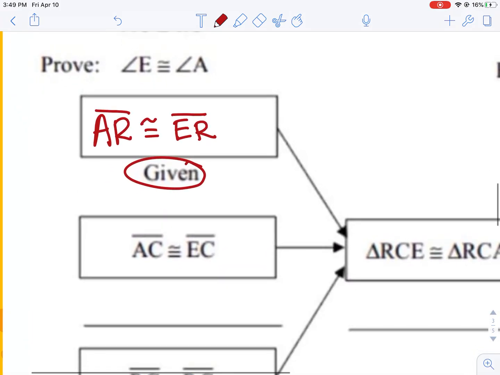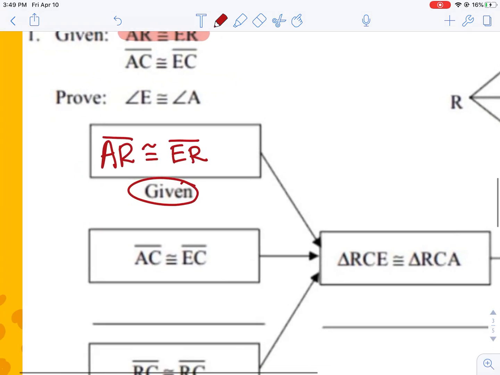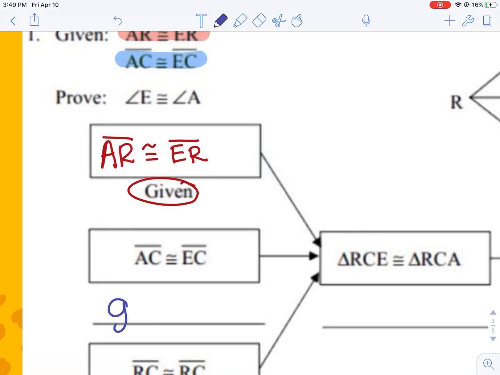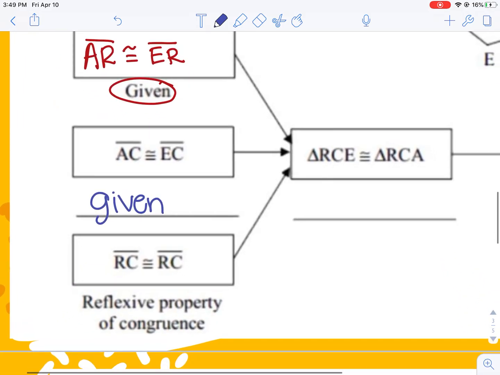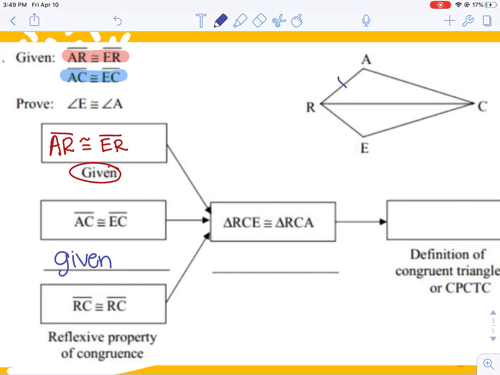Then in my next box, they filled in AC is congruent to EC. I just need to know why. And if I look up here, that was my second given statement. So I'll use given as my reason below. And they were really nice to me. They told me, hey, RC is also congruent to RC by the reflexive property. Awesome. So if I mark up my picture, I've got AR congruent to ER, these 2, those 3.